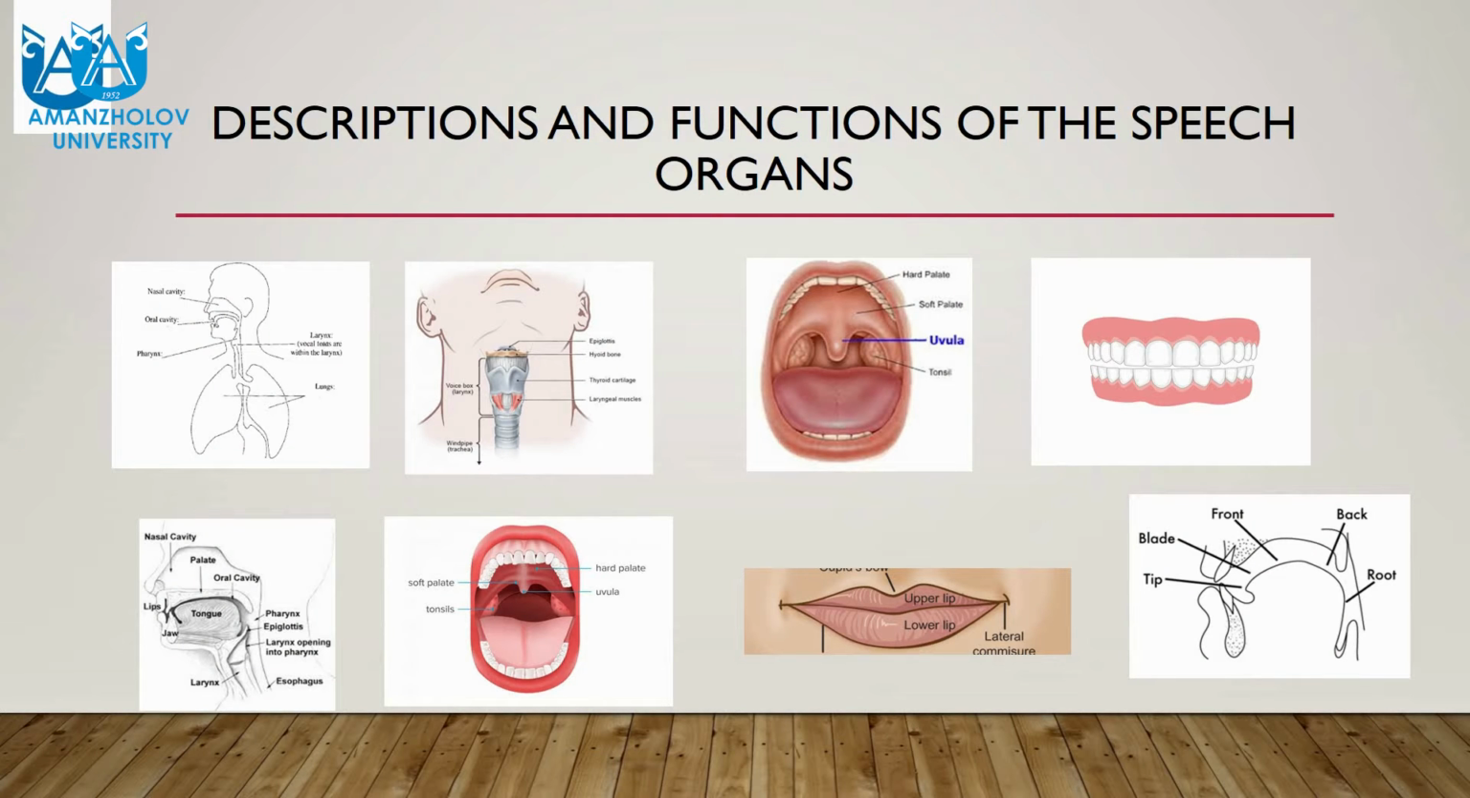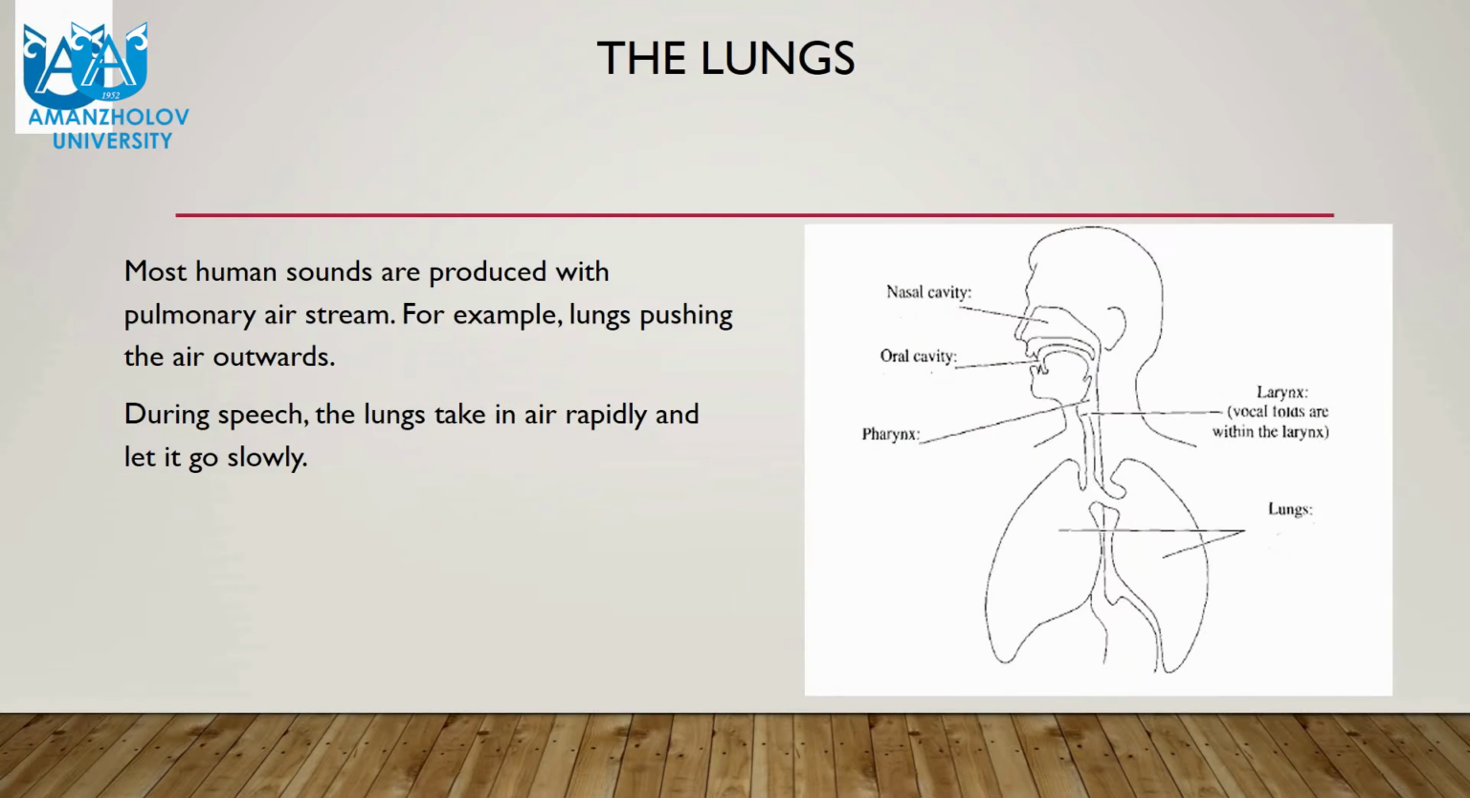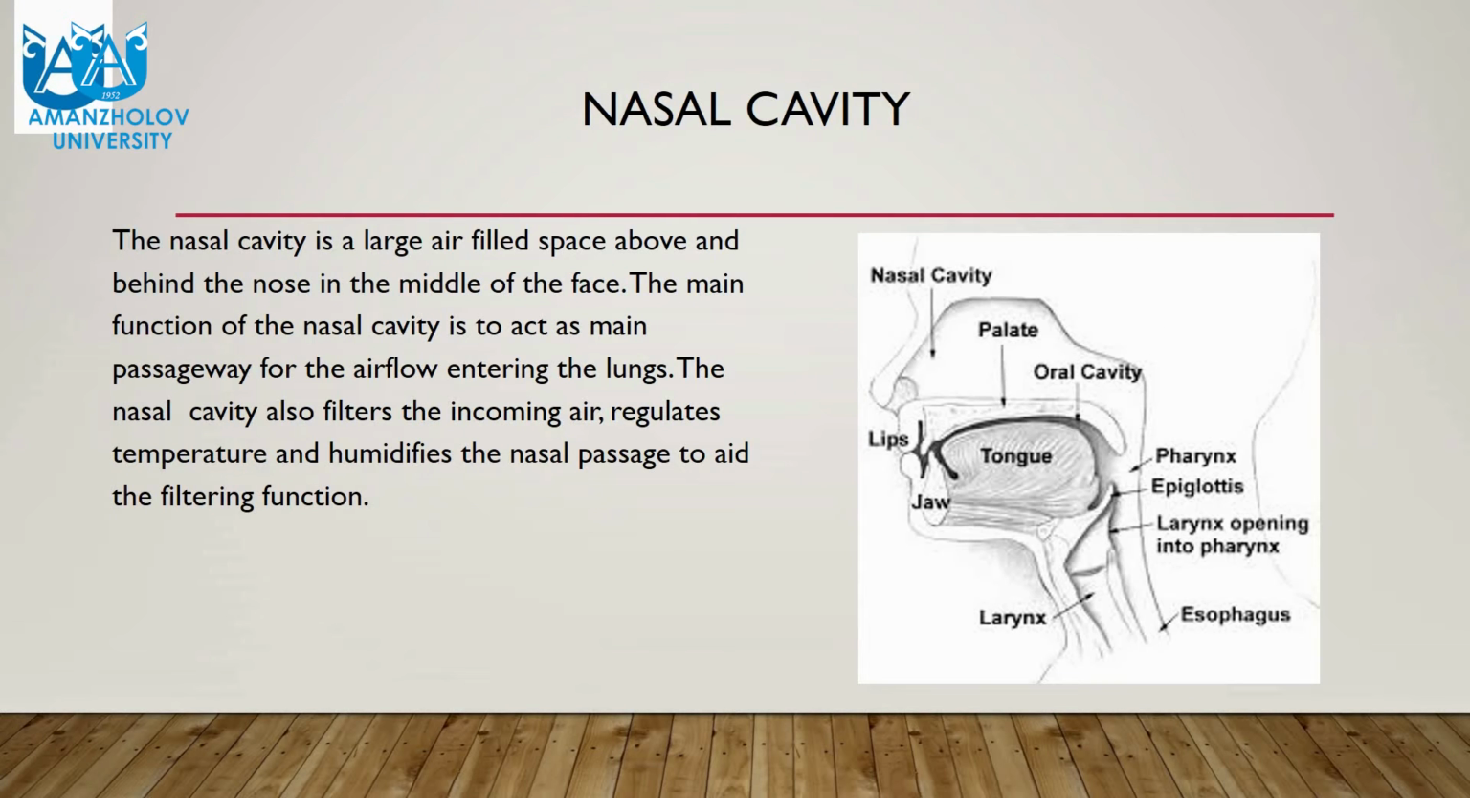Now I would like to concentrate on each speech organ. Lungs. Most human sounds are produced with pulmonary air stream. For example, lungs pushing the air outwards. During speech, the lungs take in air rapidly and let it go slowly. Nasal cavity. The nasal cavity is a large air-filled space above and behind the nose in the middle of the face. The main function of the nasal cavity is to act as the main passageway for the airflow entering the lungs. The nasal cavity also filters the incoming air, regulates temperature, and humidifies the nasal passage to aid the filtering function.